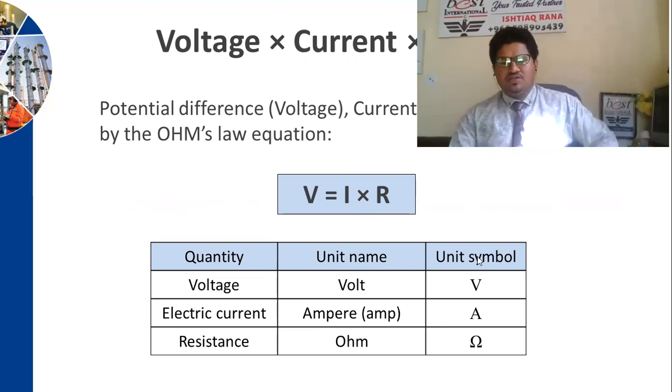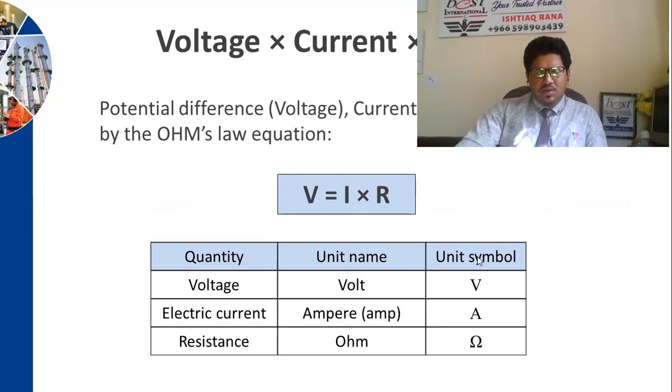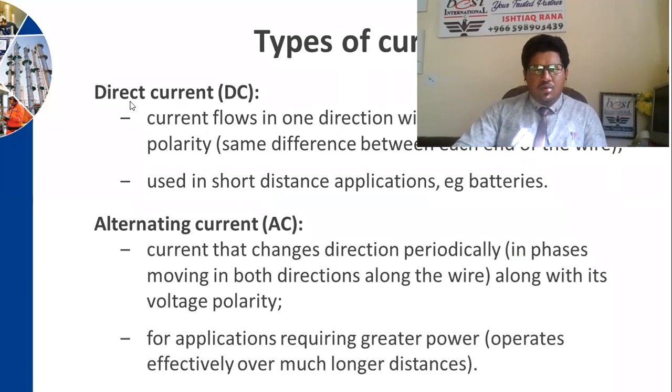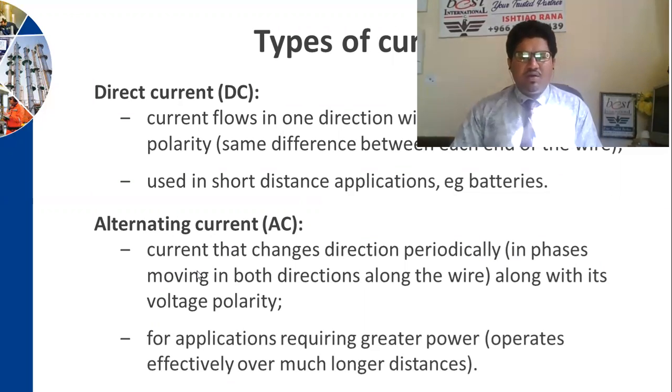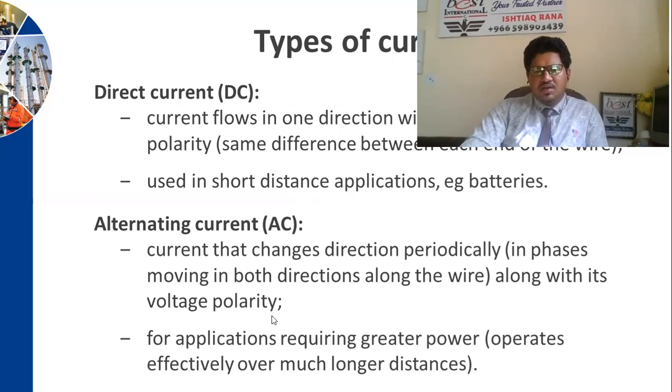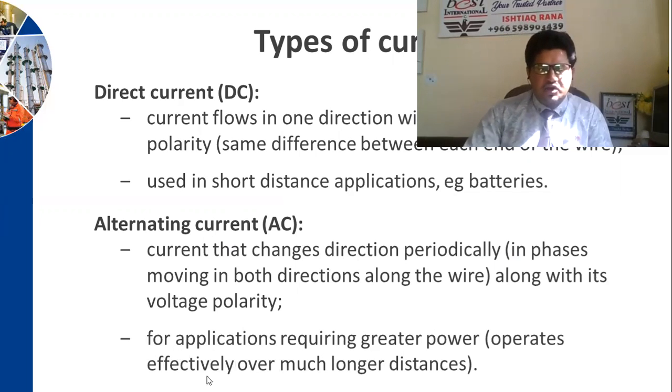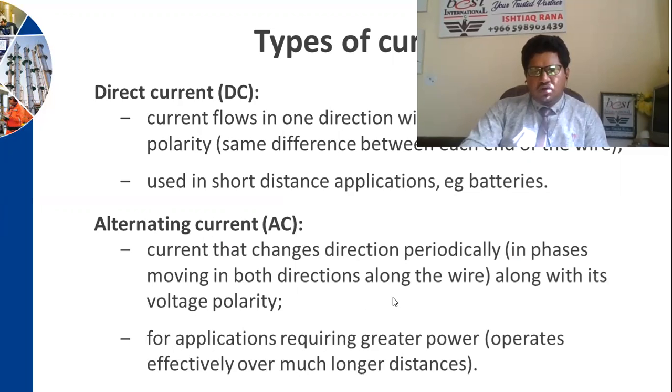The quantity units are: volt for voltage, ampere for electric current, and ohm for resistance. We have two types of current, DC and AC, direct current or alternating current. Direct current flows in one direction with a constant voltage, used in short distance applications like batteries. Alternating current changes direction periodically in phases, moving in both directions along the wire along with its voltage polarity, and is used for applications requiring greater power effectively over much longer distances.